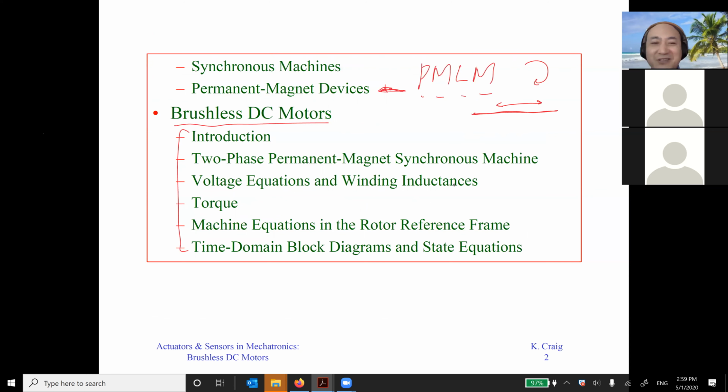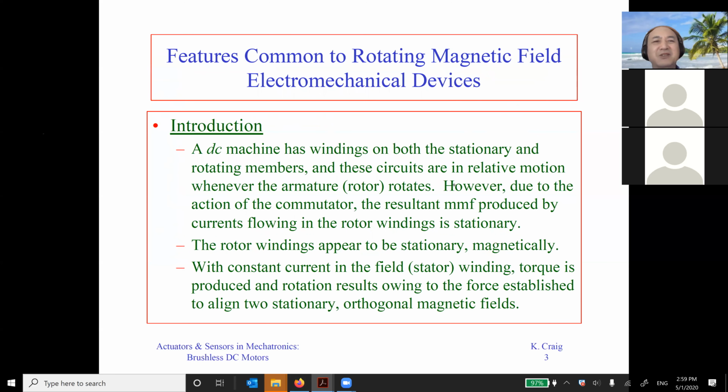Okay, let's move on. This part is important in the sense that in the real world, brushless DC motors are used more and more. In a lot of UAV drone propulsion systems, they are using brushless DC motors. Again, the brushless DC motor is actually an AC motor, alternating current.